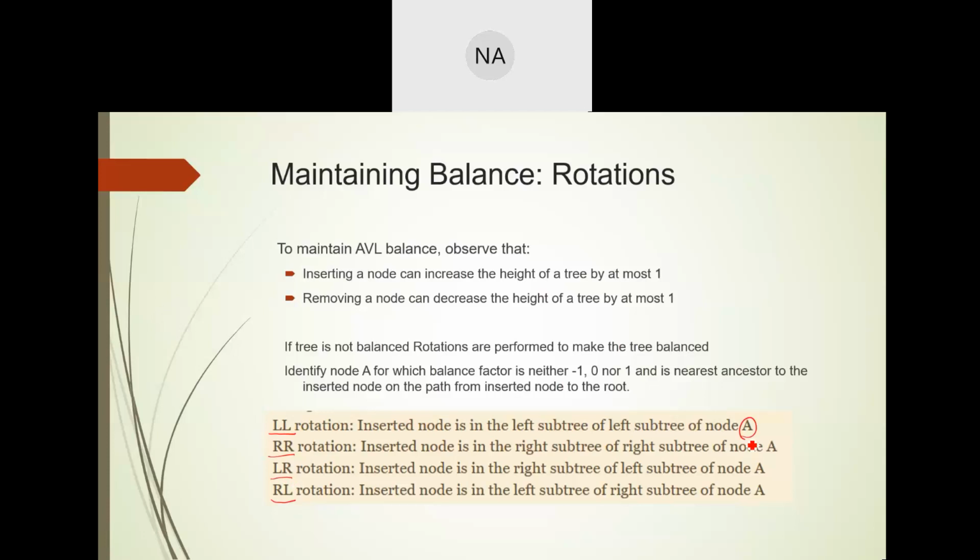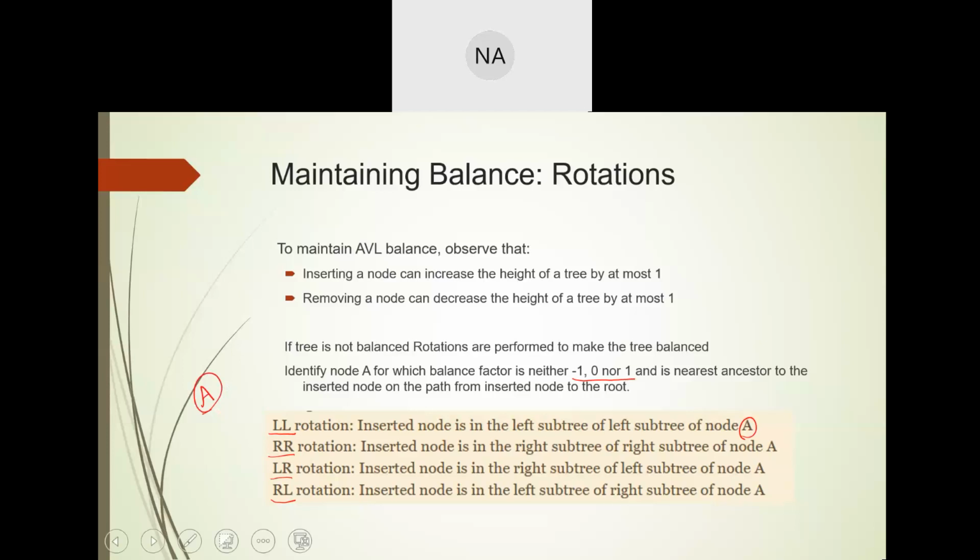And what is node A? Node A is that node for which the balance factor is not -1, 0, or 1, and that node is the nearest ancestor to the inserted node on the path from the inserted node to the root node. So to perform the insertion, you first identify node A, and once you have identified node A, then you perform the rotation, either LL, RR, LR, or RL.